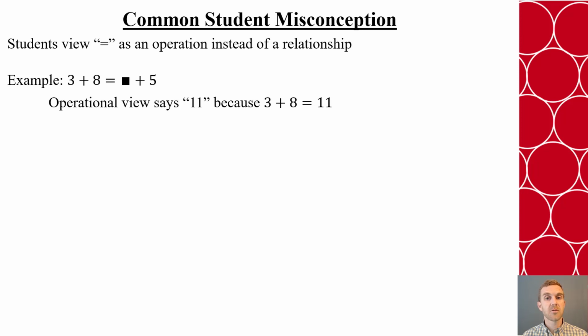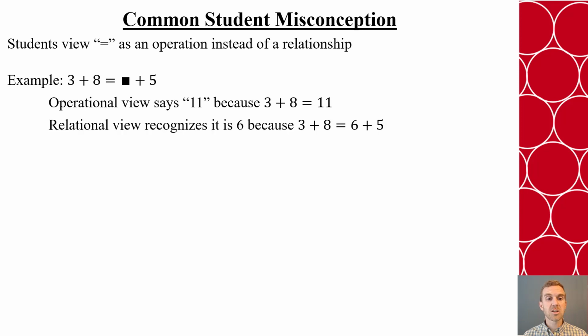That operational view needs to be reshaped early on with students so that the equal sign is a relationship, not an operation. The relationship view, or that relational view, would recognize that 3 plus 8 has to equal the blank plus 5. So 6 would have to go in so that both of those expressions would simplify to 11.